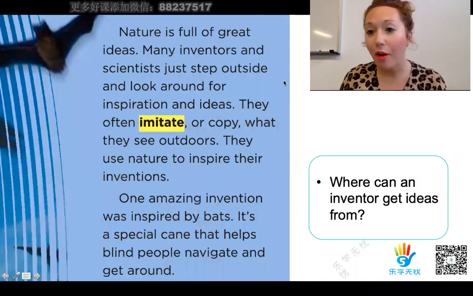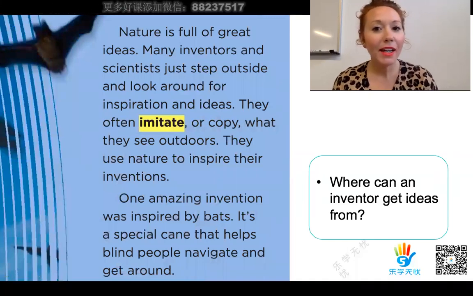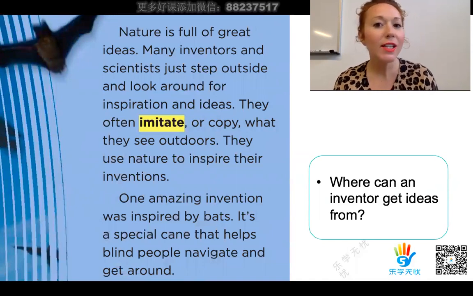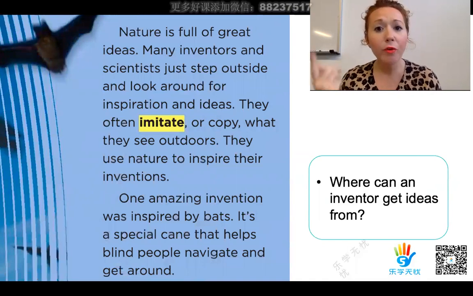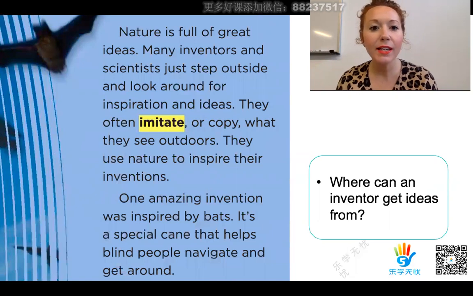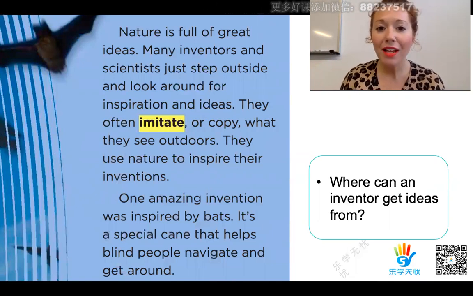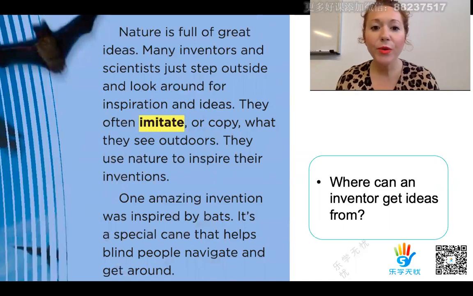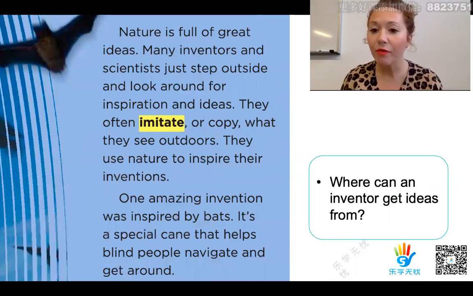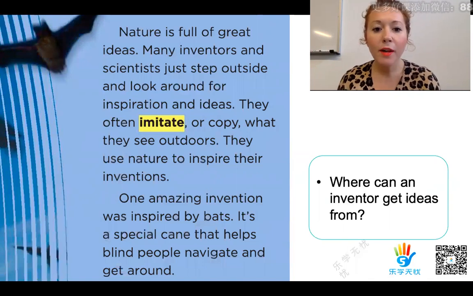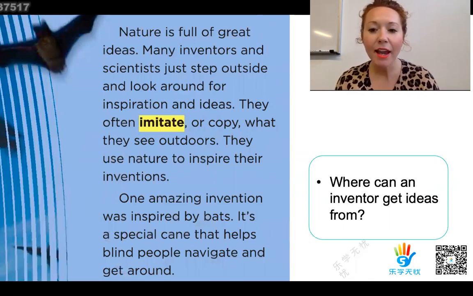Nature is full of great ideas. Many inventors and scientists just step outside and look around for inspiration and ideas. They often imitate or copy what they see outdoors. They use nature to inspire their inventions. One amazing invention was inspired by bats. It's a special cane that helps blind people navigate and get around.